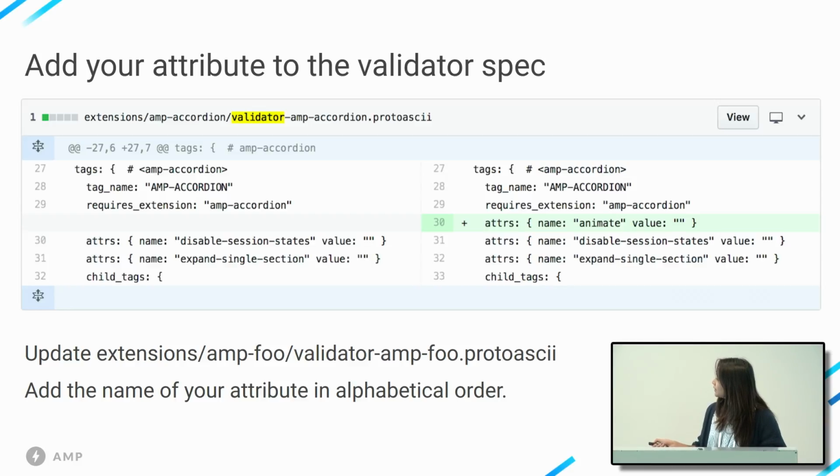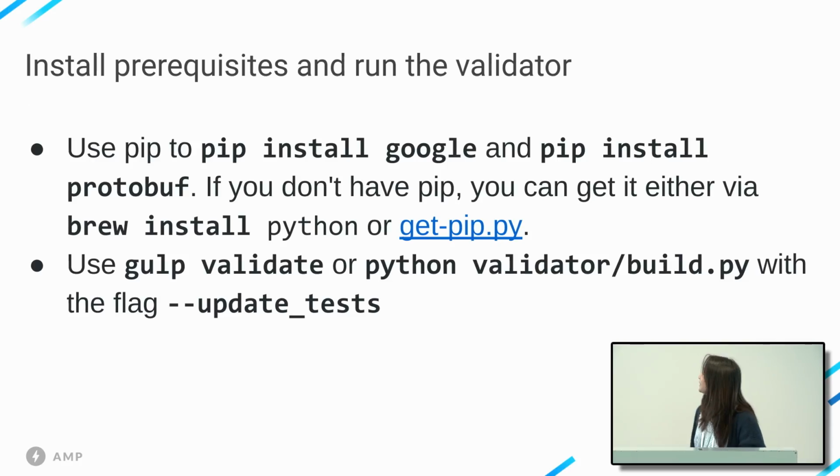So in your extension/component name/validator-component name.protoascii, and then add it in alphabetical order, or else Greg will come and yell at you. And the one caveat here is in order to run the validator, you want to use gulp validate, or there's a validator folder in the AMP HTML repository, and you want to run python validator/build.py.